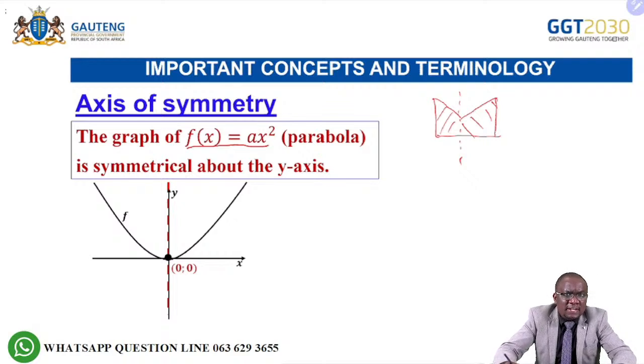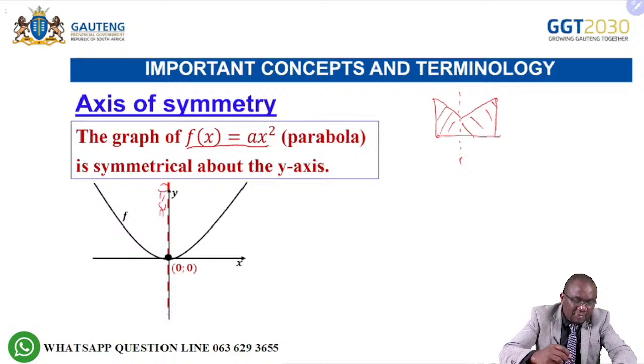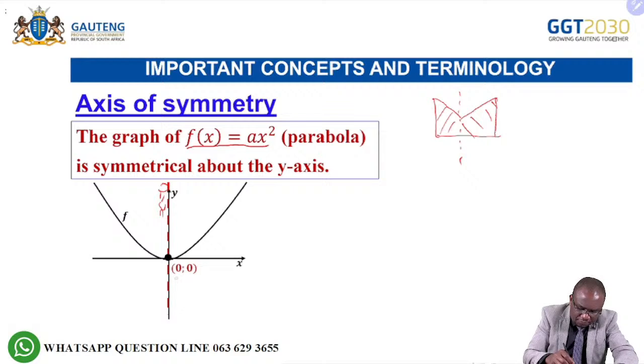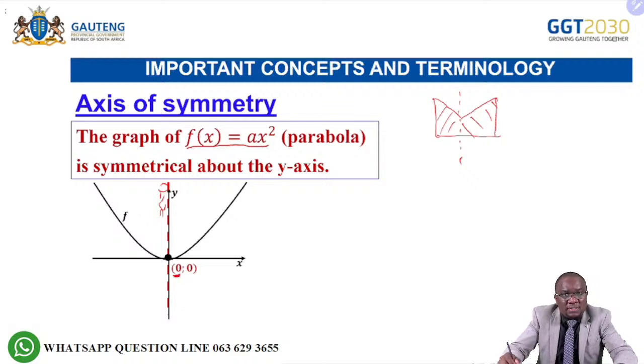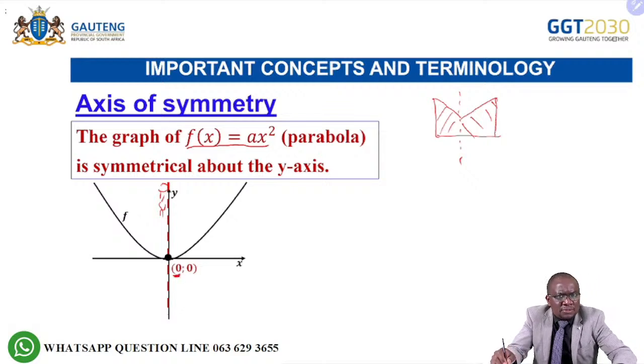What is the equation of this line? x equals 0. Remember, for a vertical line, it is x equals something, and a horizontal line is y equals something. Okay? Remember that. If this is your first time to hear this, please remember it.